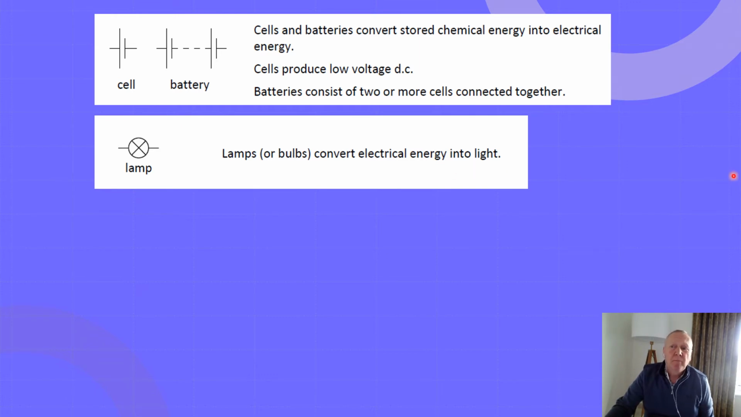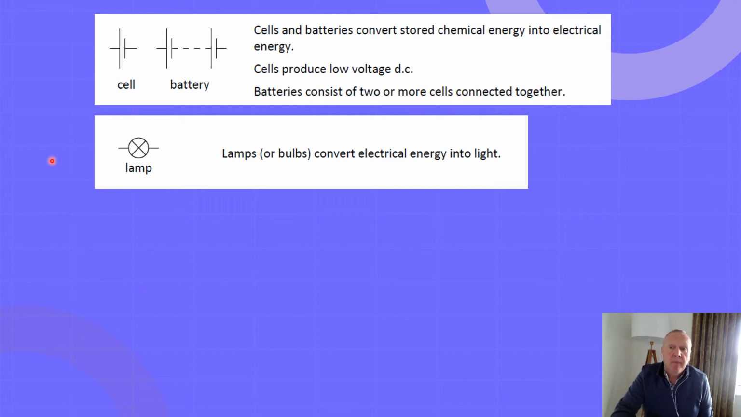Lamps or bulbs. Lamps is, I think, the more usual SQA term. So we talk about lamps. That's the symbol. You need to remember the symbol, and all it does is convert electrical energy into light. It will produce heat as well. And later on, we're going to look at something that still gives off light, but doesn't produce as much heat.